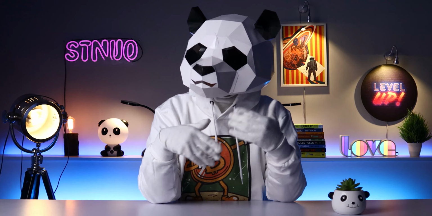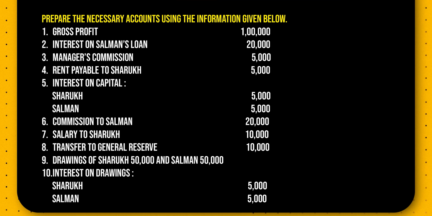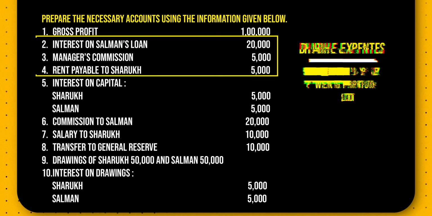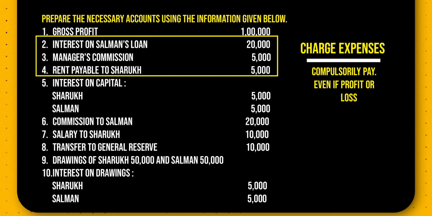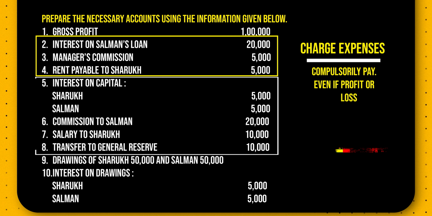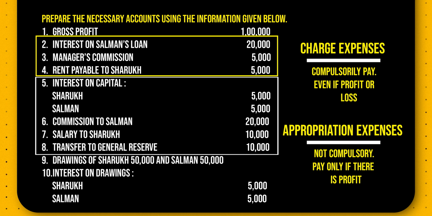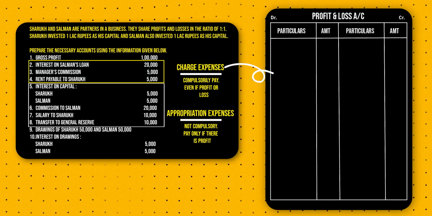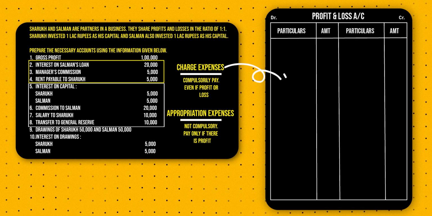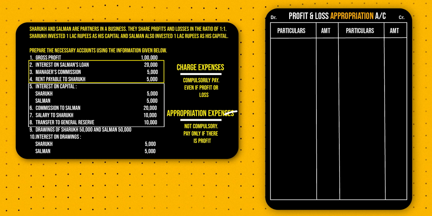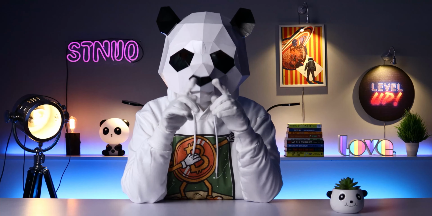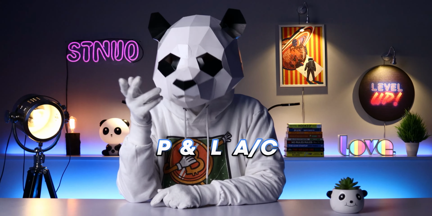If you carefully go through the information, and if you have seen the previous episode, then you will probably find that in this question, there are a set of charge expenses which the business must compulsorily pay even if it makes a profit or loss. And also, there are a set of appropriation items which the business needs to pay only if there's a profit. As we already saw in the previous episode, charge items are supposed to be written only in profit and loss account, and all the other appropriation items are supposed to be written in profit and loss appropriation account. Therefore, now let's draw the format of profit and loss account and profit and loss appropriation account.